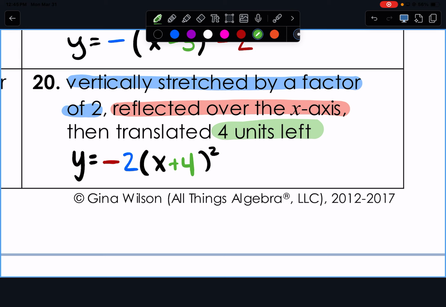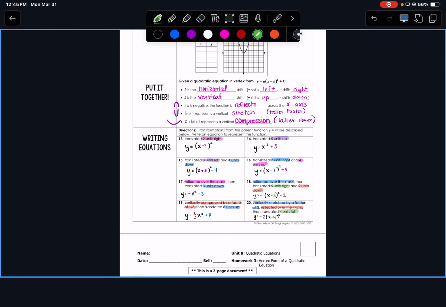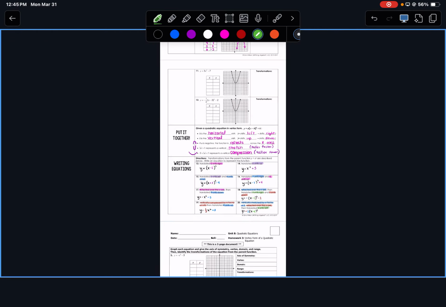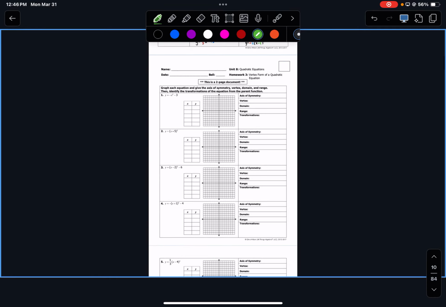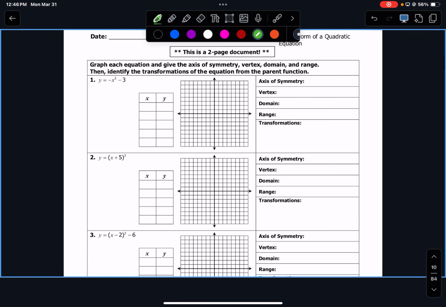So for these, they really are easier than when they are in standard form. You do not have to calculate where the vertex is. The problem gives it to you as long as you remember your transformations. We have a couple minutes left, so why don't y'all start working on the next page in the pink packet?